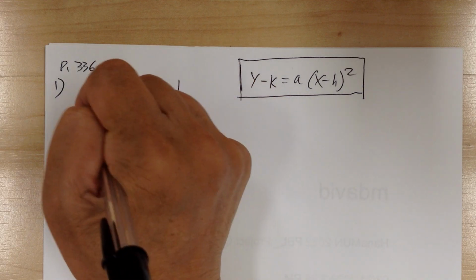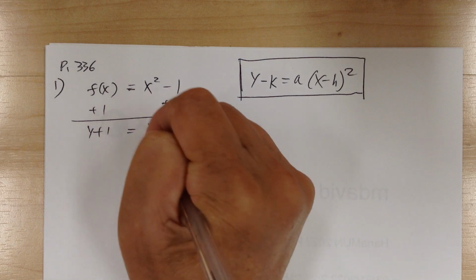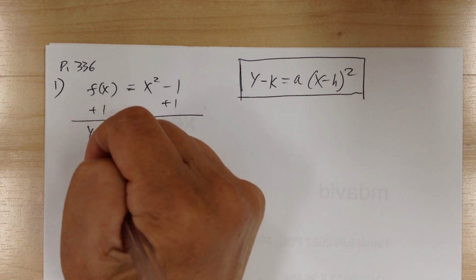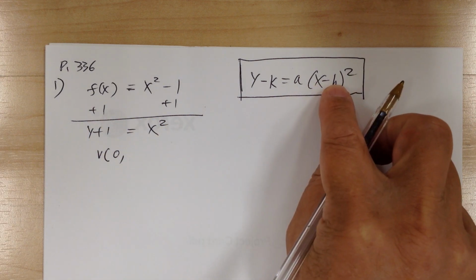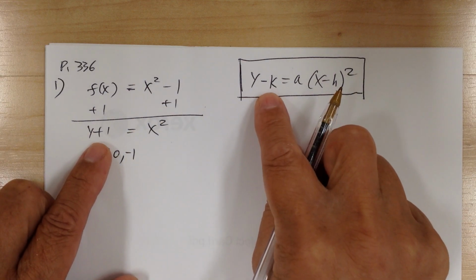First it's plus 1 on each side. Now f of x is y, so this is y plus 1 equal to x squared. And this is already a perfect square. So in this case, your vertex is going to be at 0. There's nothing over here. That's your vertex. Comma, negative 1, because you have to take the opposite, right?